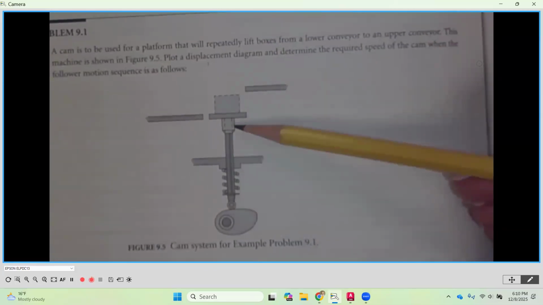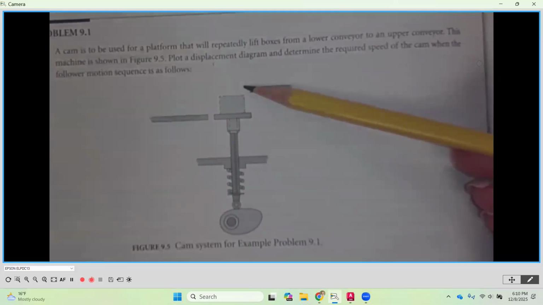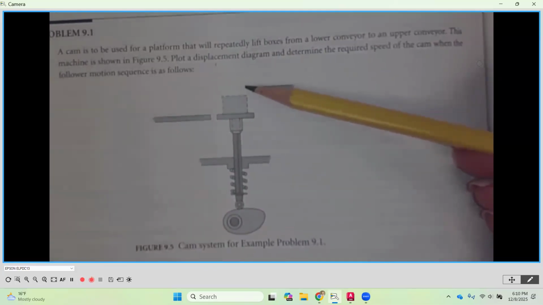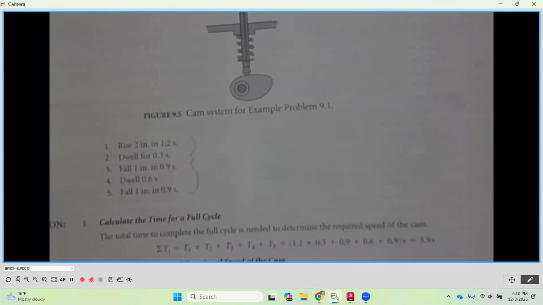Okay, so that's the first step. That means we want our follower to go up 2 inches and take a time of 1.2 seconds. Then it says we want to dwell. All that means is we're going to stay in that spot for 0.3 seconds, so we're giving it time for something to push the package onto the conveyor on the top.